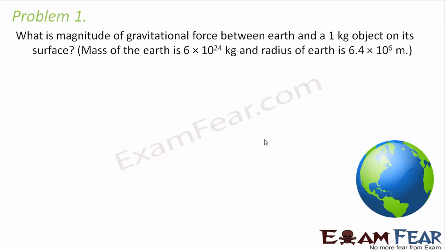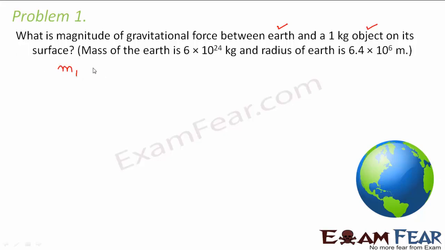So now let us try to solve some problems based on the universal law of gravitation and also acceleration due to gravity. Let us look at the first problem. What is the magnitude of gravitational force between the Earth and a 1 kg object on its surface? We will make use of the universal law of gravitation. Here, what are the two objects between which we are trying to calculate the gravitational force? One object is the Earth and the other object is this 1 kg object, right?